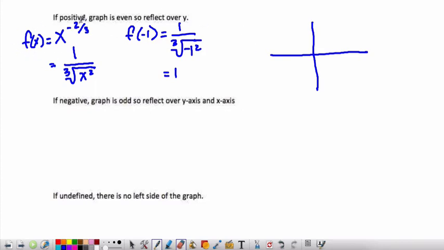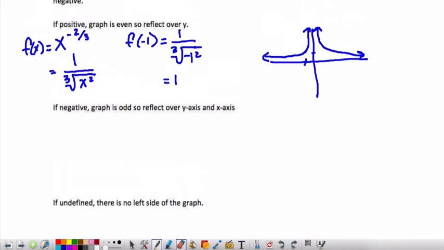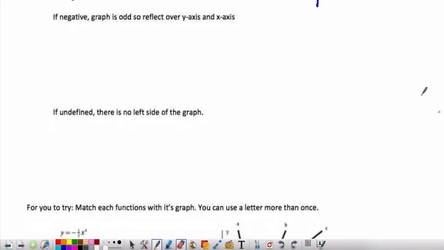So let's graph this whole function here. We have an exponent that is negative, so we already know that it's going to be a swoop. We want to check to see if there's a negative out front here. There's not. So that means the right side of our graph is going to be right here. And then the left side of our graph, when we plug in -1, we get a +1 out of it. So the left side of our graph is going to be in quadrant 2. When I plug in a negative x, I get positive y's. So there we go. If negative, the graph is odd, so reflect over the y-axis and the x-axis.